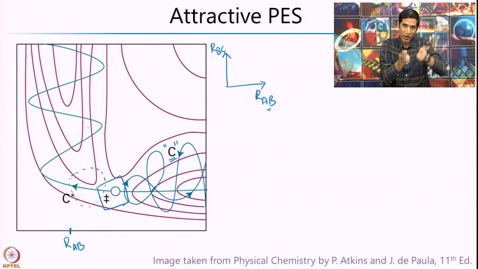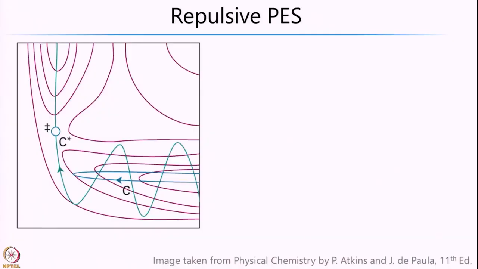So if the reactants come and cross the saddle point, they are going to hit the wall of this potential energy surface, then bounce back and finally trickle down to the final product. As a result, the product one obtains is also in the excited state. Okay. So I hope this gives you an idea of an attractive potential energy surface. Now let us go ahead and look at a repulsive potential energy surface.